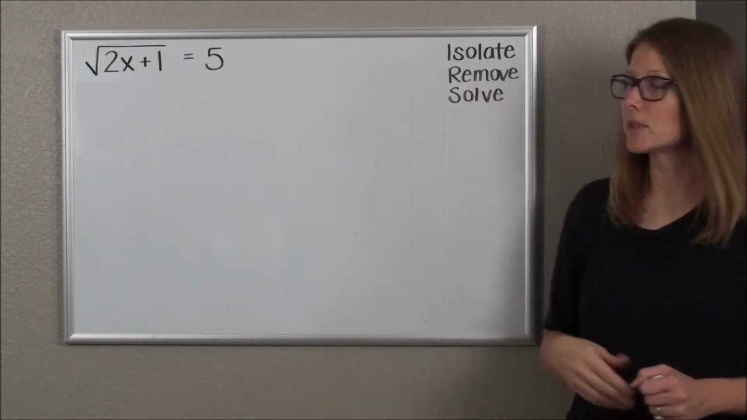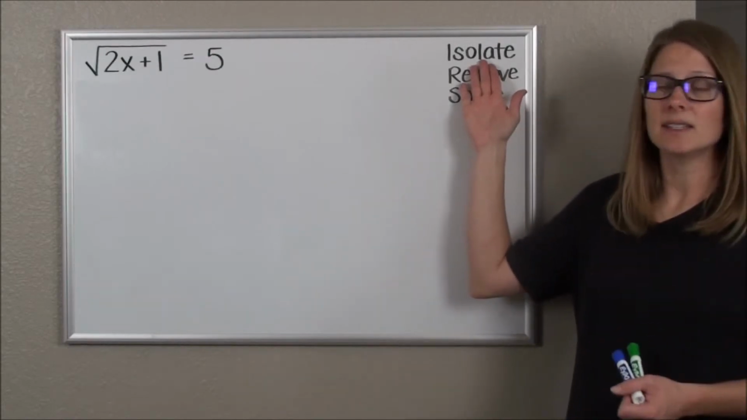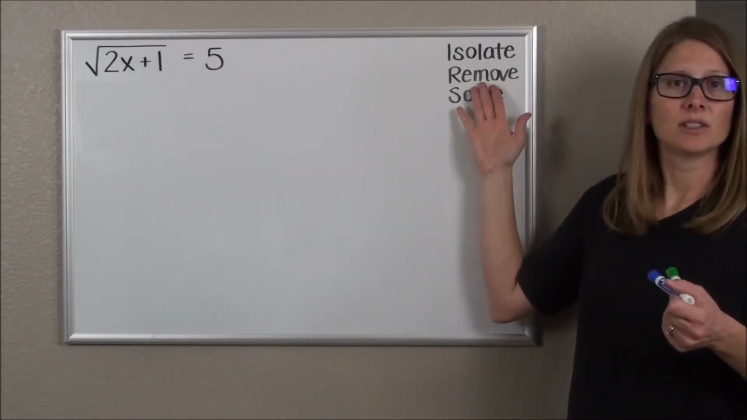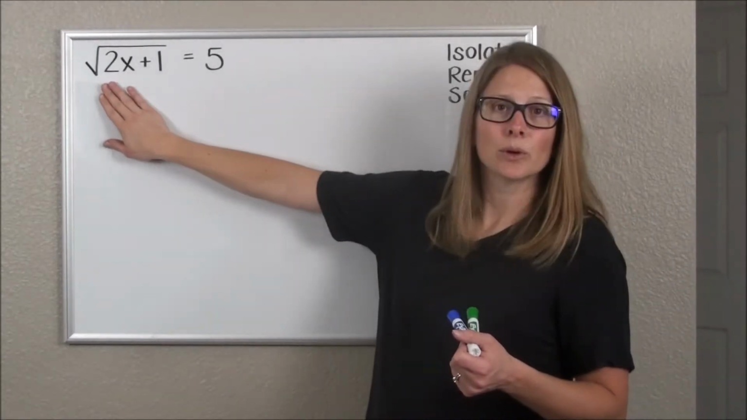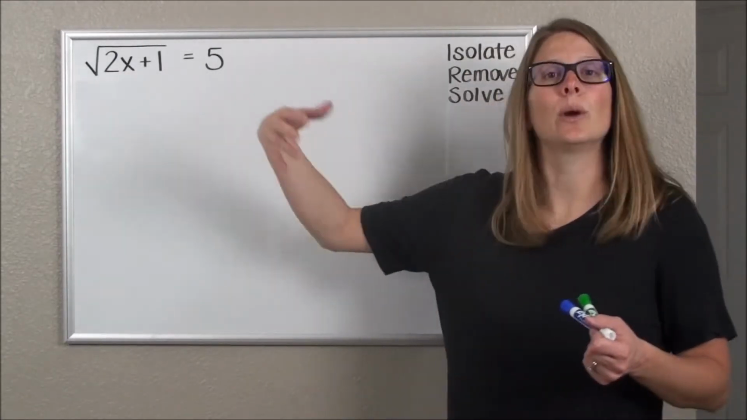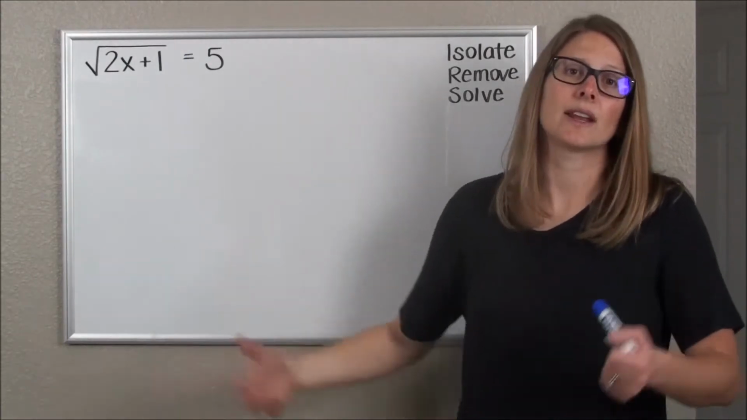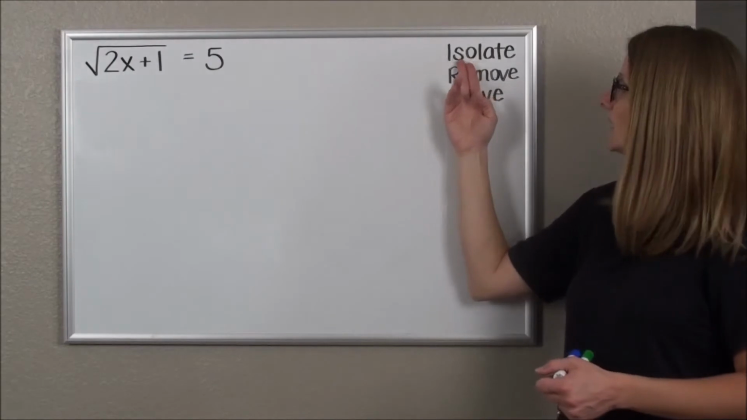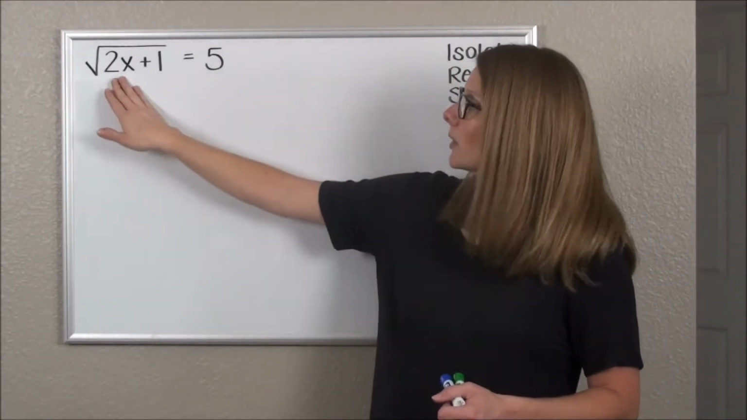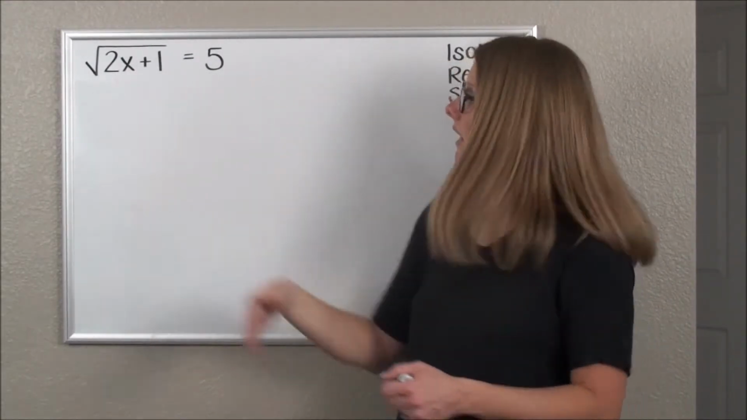When we were working with absolute values, we got the absolute value by itself, and then we removed it so that we could solve what was left. In these equations, I will get the square root by itself. I will find a way to remove the square root so that I can solve what's left. So in this particular example, the isolation step has already been done for me. This square root is already by itself on the left.